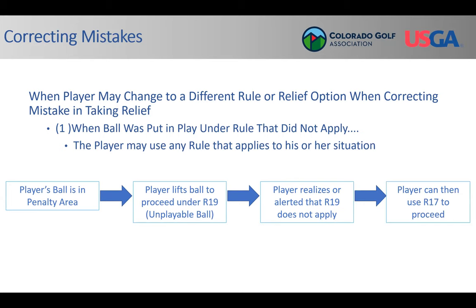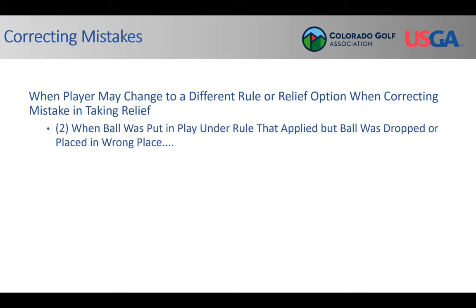Now we can just erase everything. We can pick that ball up with no penalty, erase everything we just did, and then go on to use a rule that does apply to our situation. So Rule 17, penalty area, then we can go and use any of those options with Rule 17.